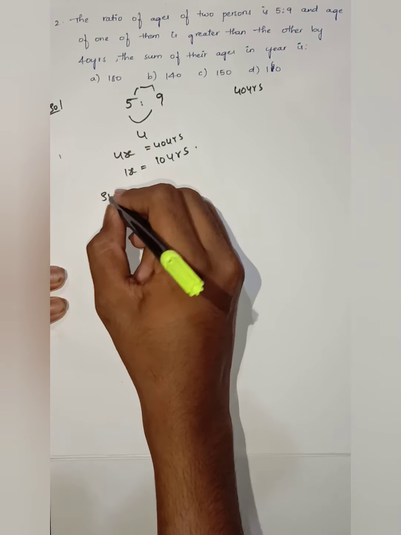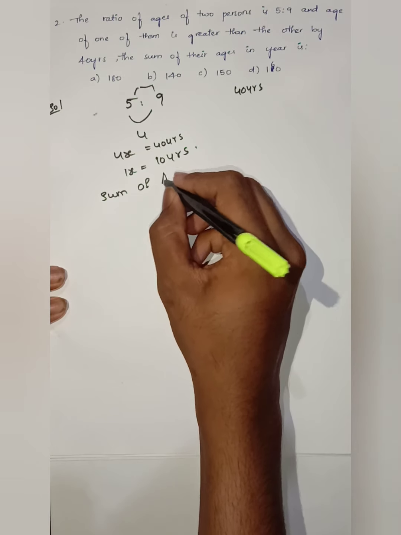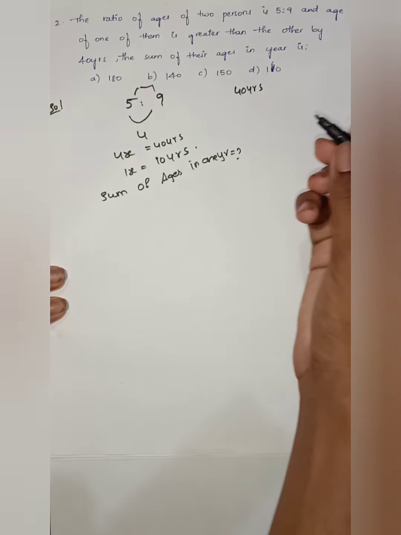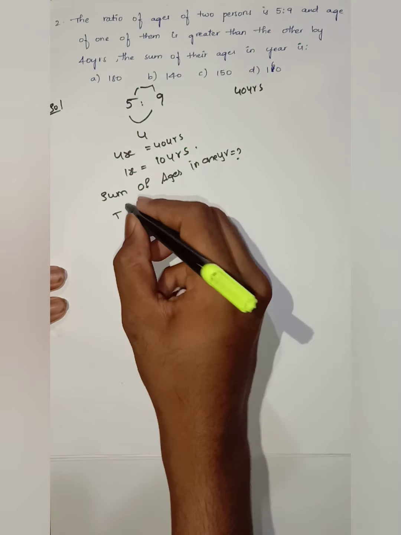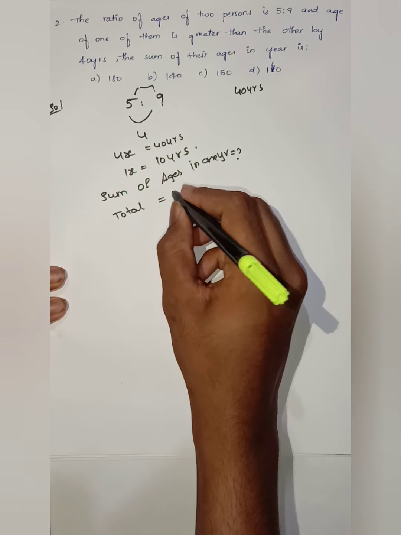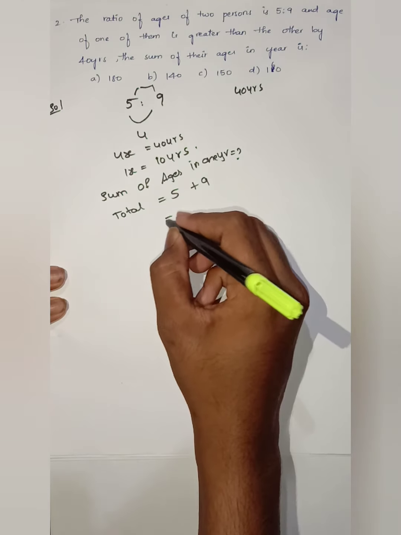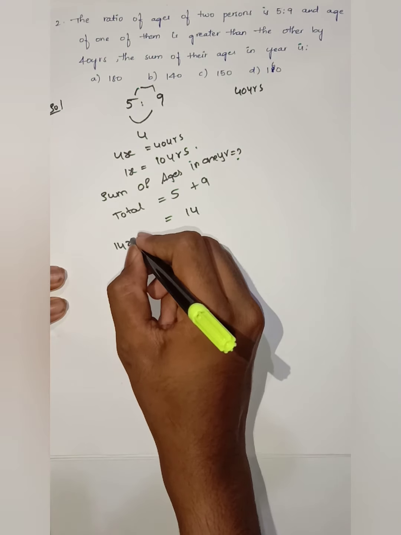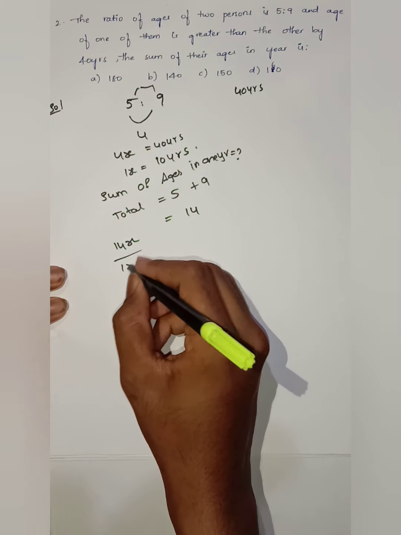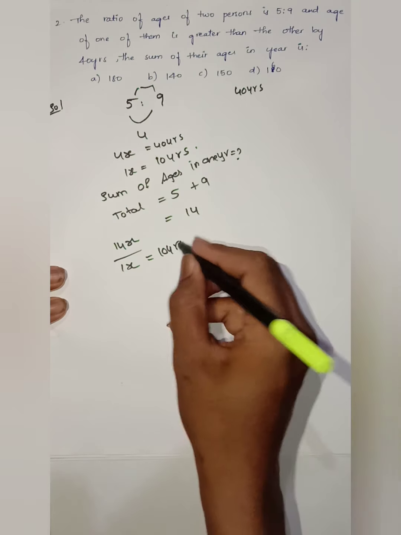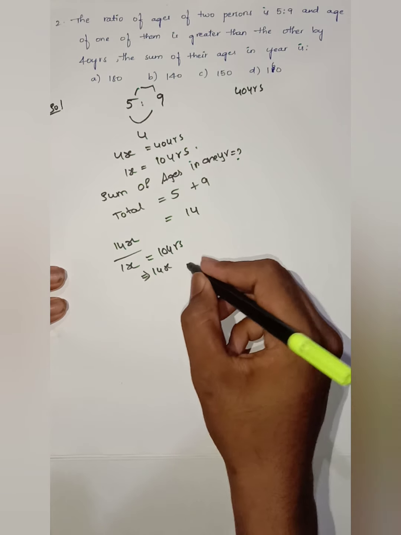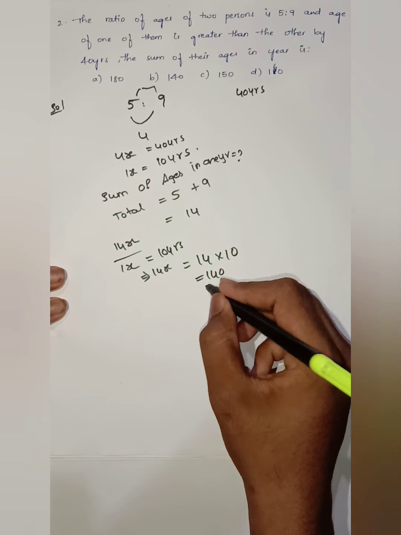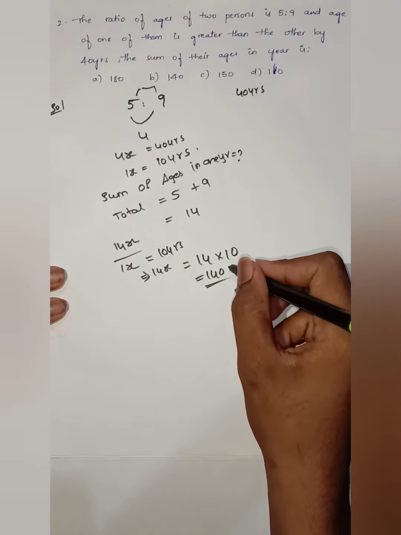So we have to find the sum of the ages. The total sum of their ages from the given question is 5 plus 9 is equal to 14. So consider this as 14x. We know that for 1x it is equal to 10 years. So multiply, for 14x it will be 14 into 10, 140. So the sum of their ages is 140.